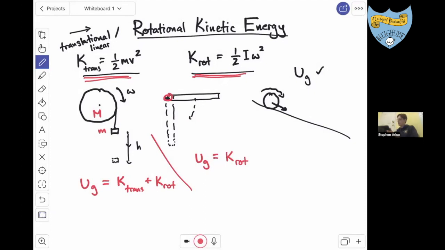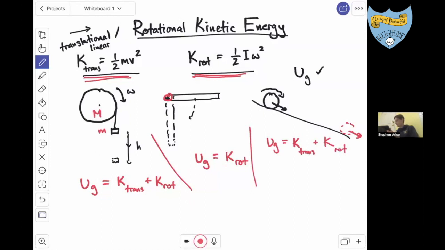And then for the thing that's rolling down a hill, again, this is going to be covered in another video, but it starts with gravitational potential energy at the top. And then when it gets down some distance, it's rolling, so it's got rotational kinetic energy, but it's also moving. So it's going to have both kinds, translational and rotational kinetic energy.